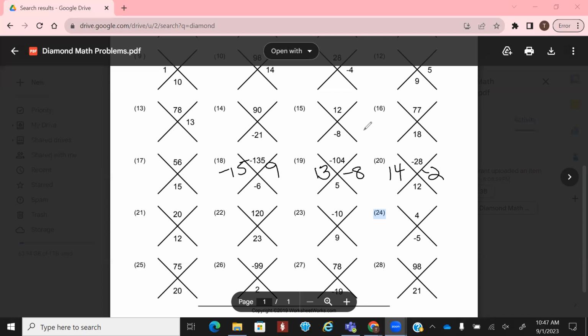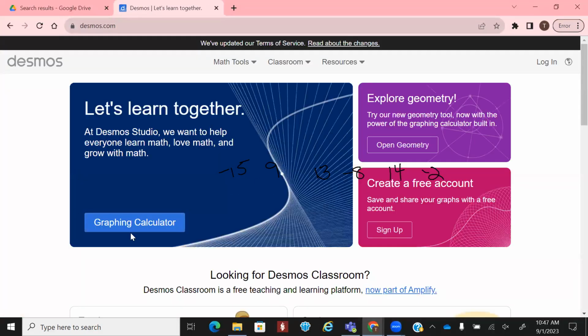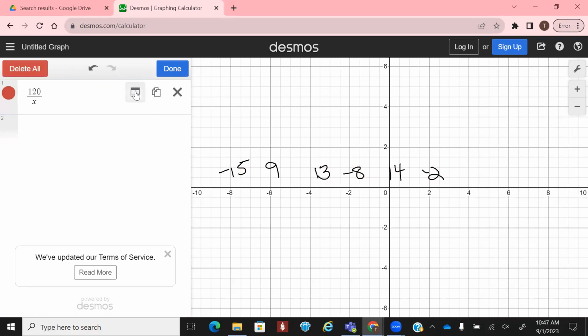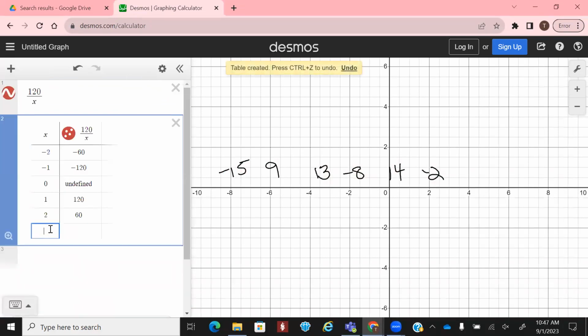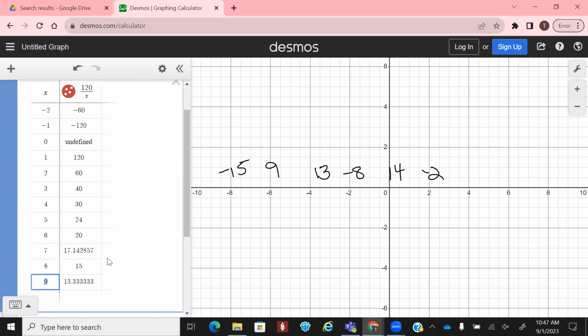We could go into Desmos, and we could type 120 divided by x. We could go into the little table. Okay. Are there any of these numbers that I can add together to get you 23? No. Look again. What about 8 and 15? Does that work?